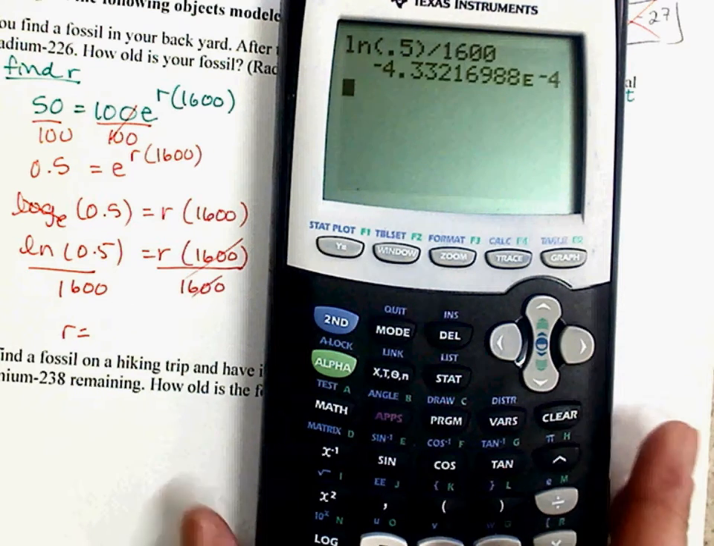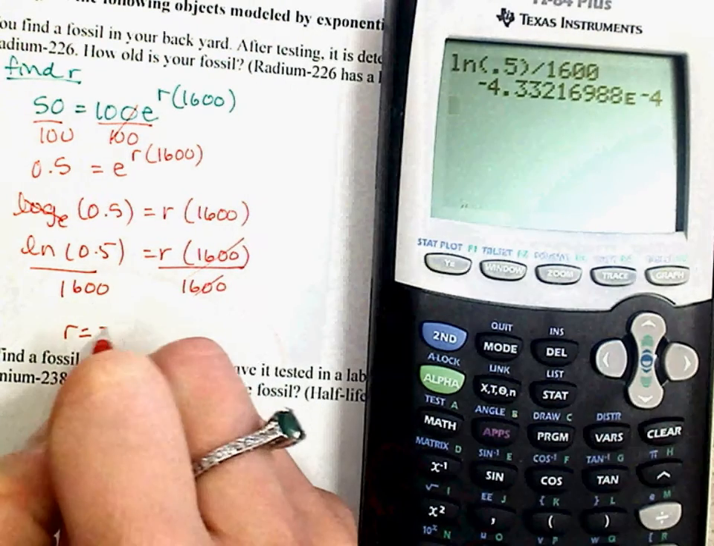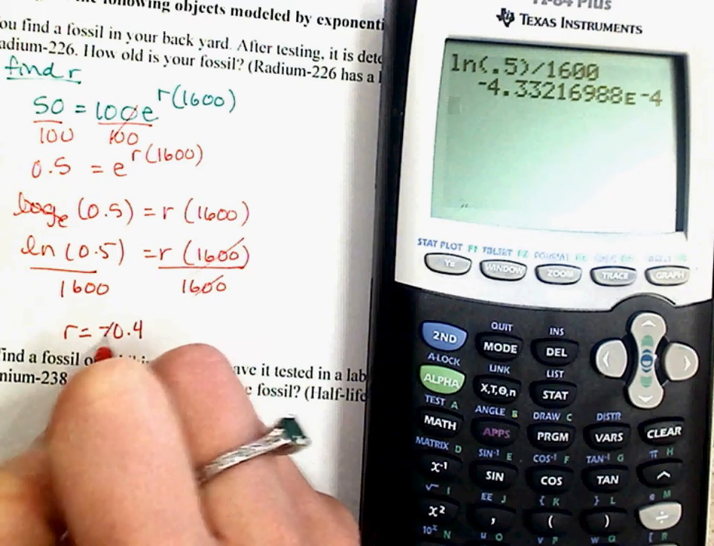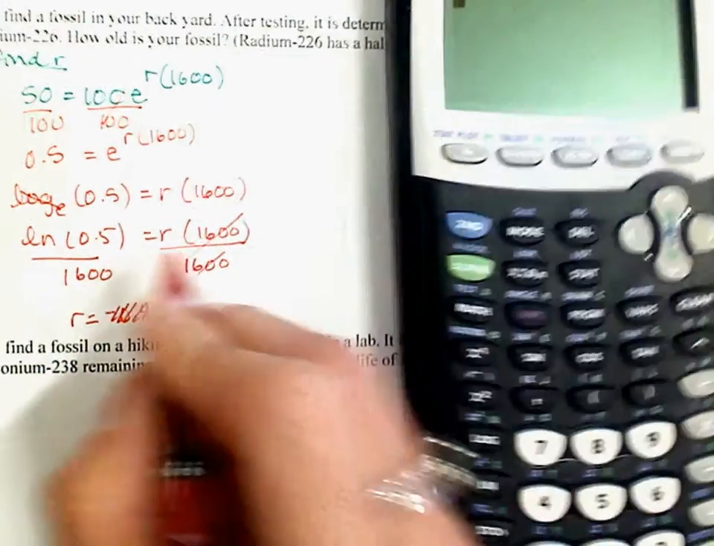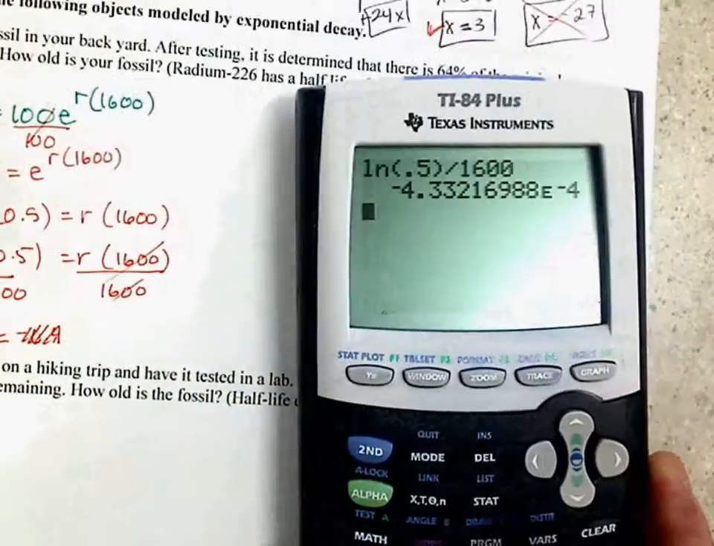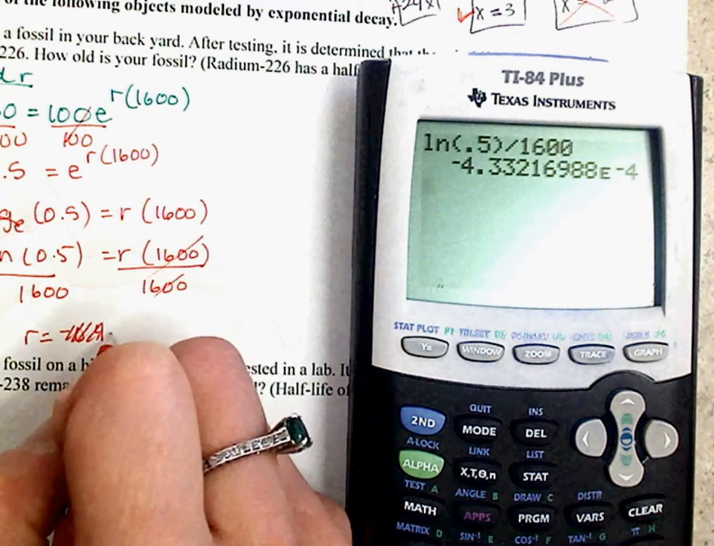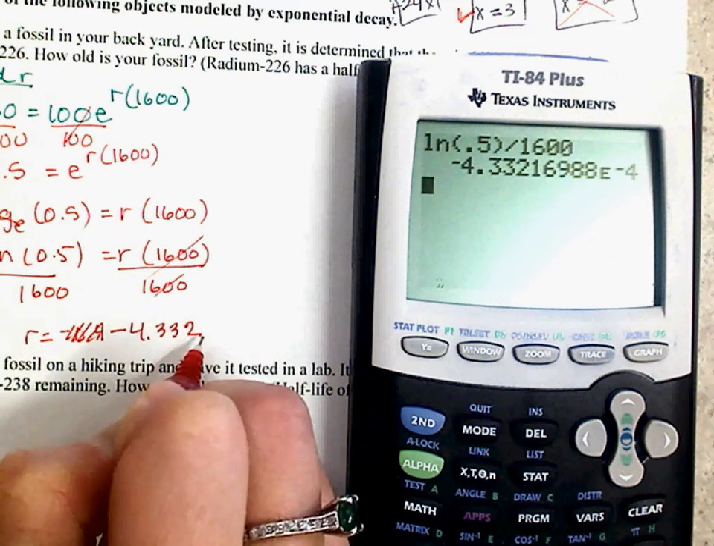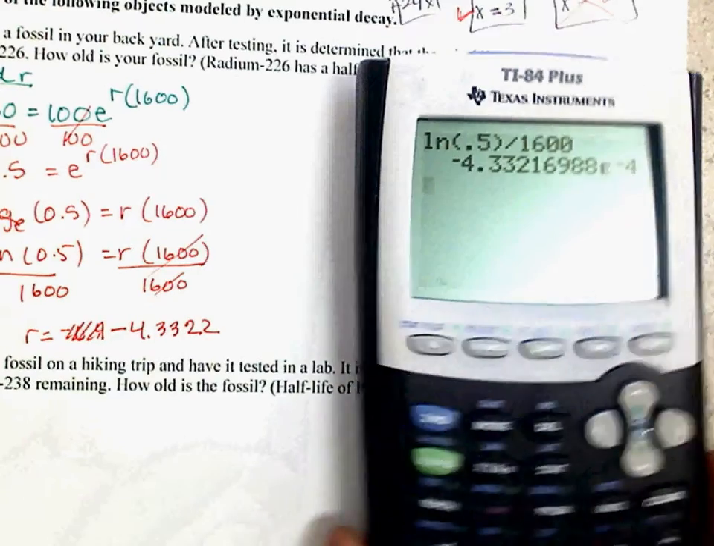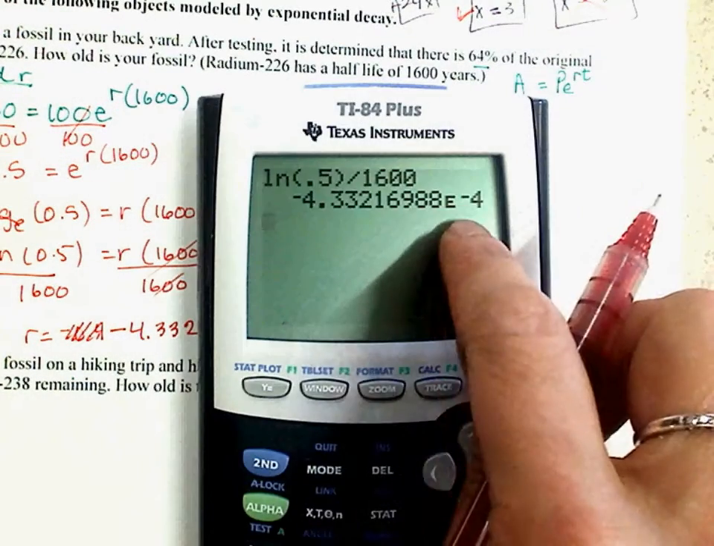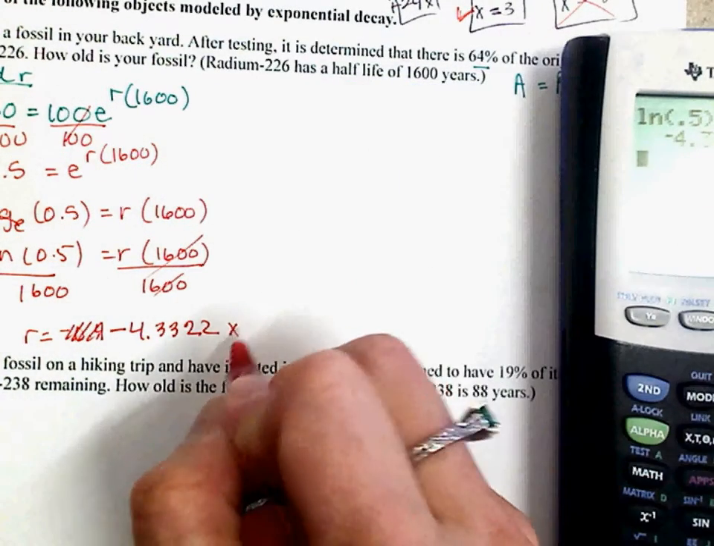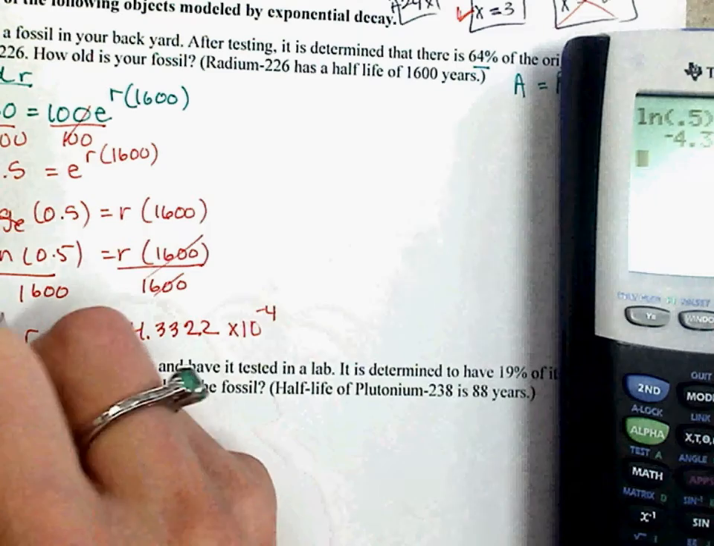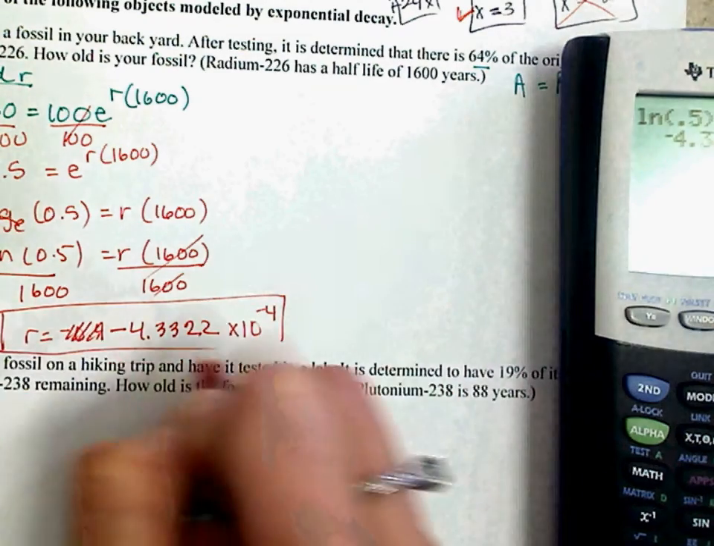All right, so negative 0.4. Ooh, that was totally wrong. Okay, let me write this correctly. There we go. Negative 4.332, 4 decimal places, please. You guys see that E right there? E is written as times 10 to the negative 4. Box in your rate, because you're going to use that in a little bit.